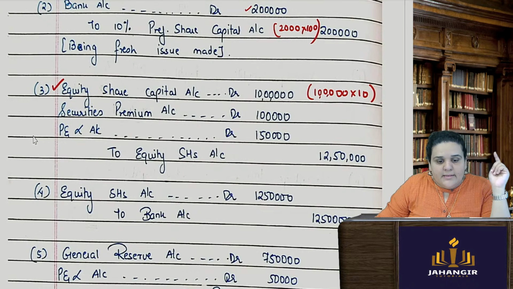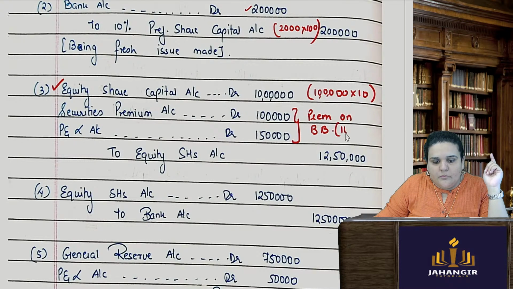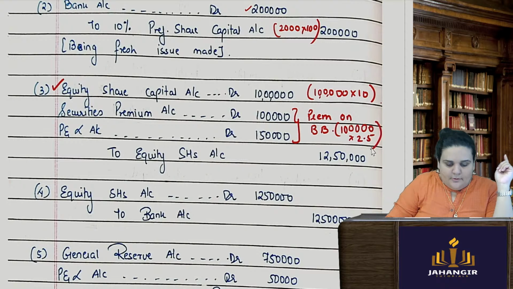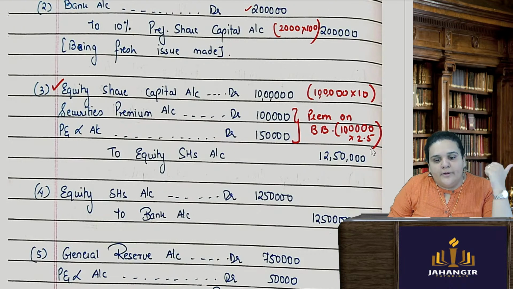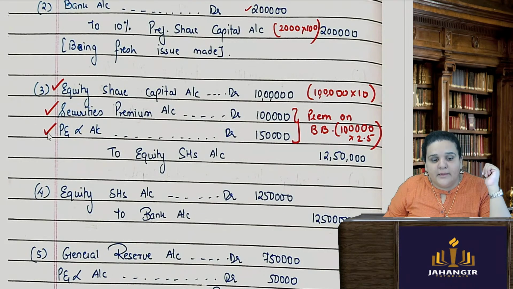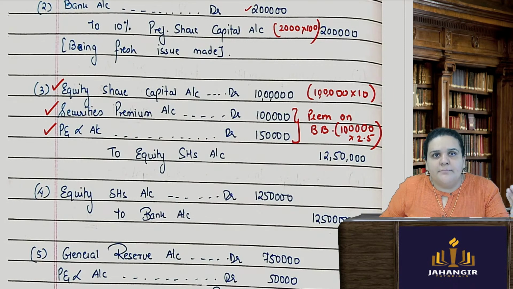Then this is premium on buyback. Premium paid on buyback. How much premium am I paying on buyback? 1 lakh into 2.5, 25% of 10 rupees. 2.5 I am paying as a premium on buyback. From where did I remove the premium? I am writing off some premium with the securities premium account, and some premium on buyback I am writing off with the help of my P&L account. In accounting terminology, it is known as writing off the premium on buyback.